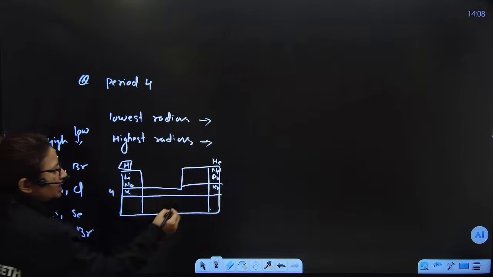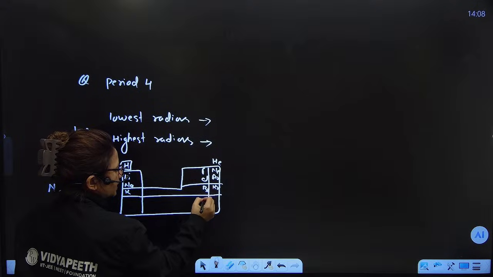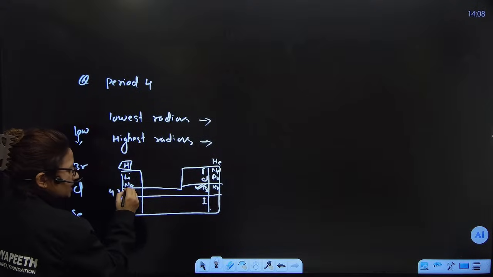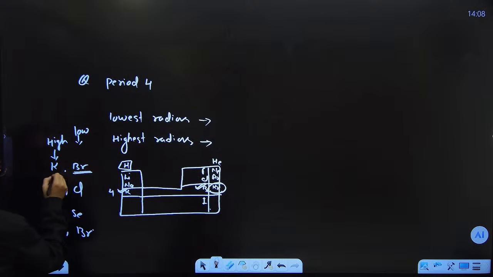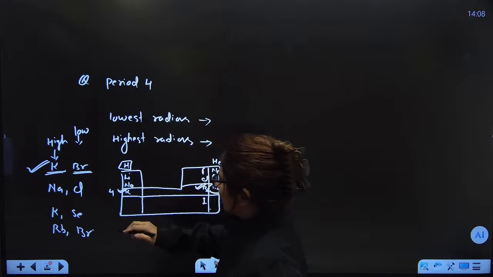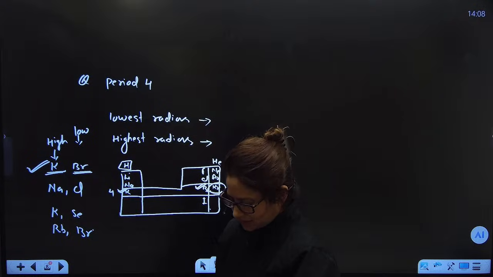Here we have fluorine, chlorine, bromine, and then iodine, right? So technically bromine should be the lowest here and potassium is the highest. They have not talked about krypton. So bromine is lowest and potassium is highest. That should be the answer. You can match it in your question paper and find which number is given, potassium and bromine. So it seems it's an easy question only. Let's move to the next question.